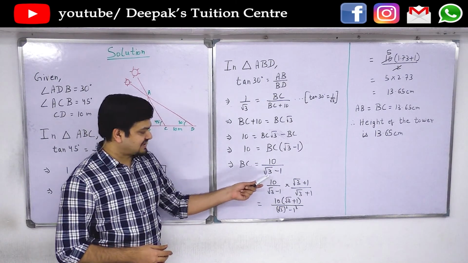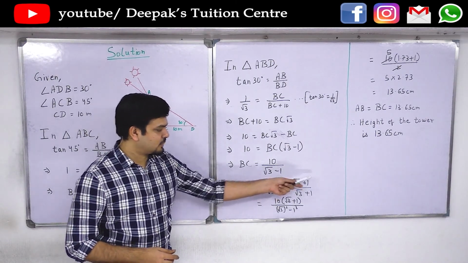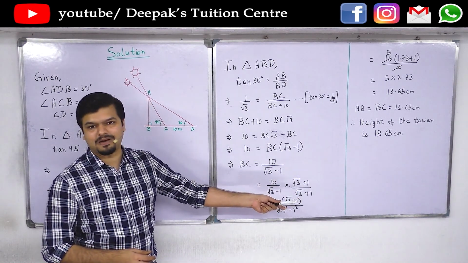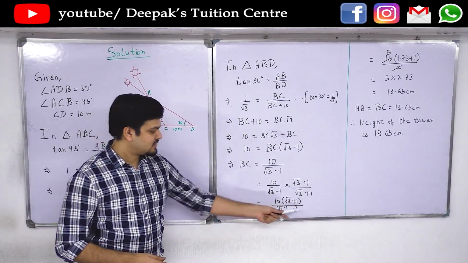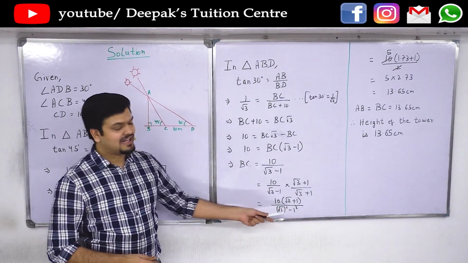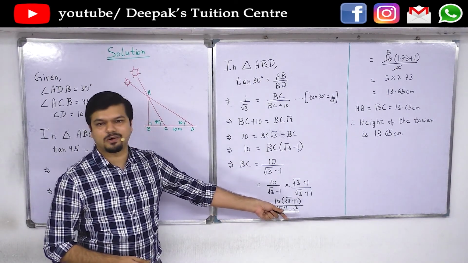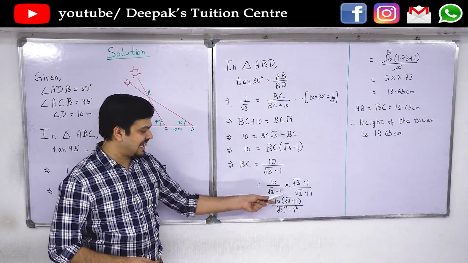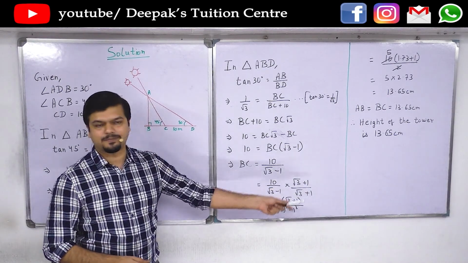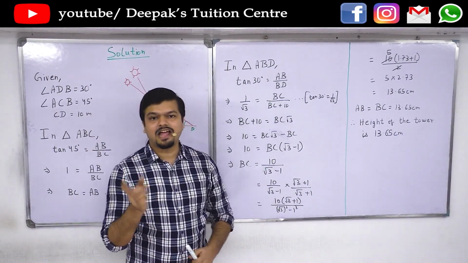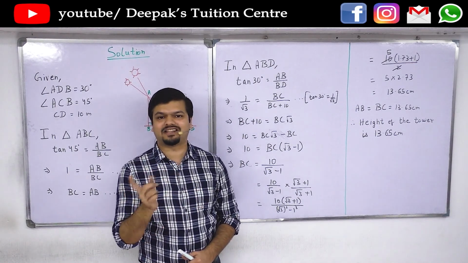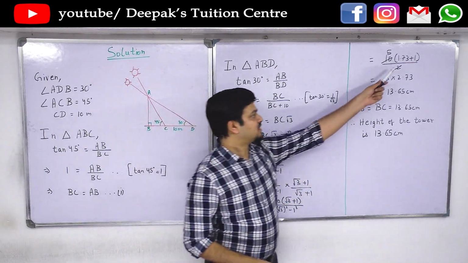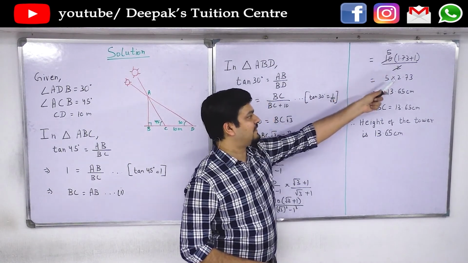To rationalize it, we'll have to multiply it by root 3 plus 1 divided by root 3 plus 1. So in the denominator, a plus b into a minus b, we have a square minus b square, that is root 3 square minus 1 square. And in the numerator, we have 10 in brackets root 3 plus 1. Root 3 square is 3, minus 1 square is 1. So the denominator is 3 minus 1, that is 2. So 10 and 2 get cancelled and we get 5.